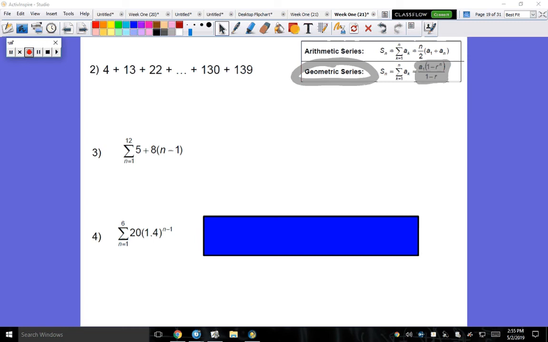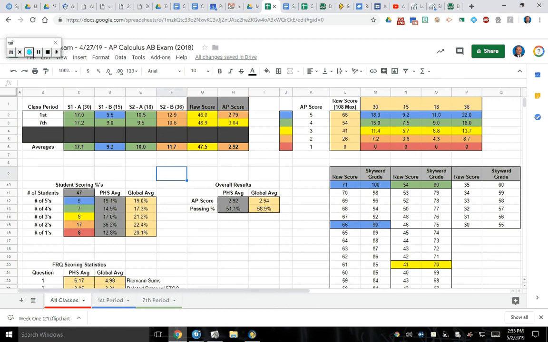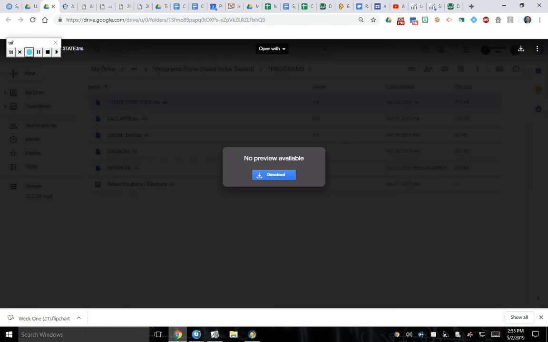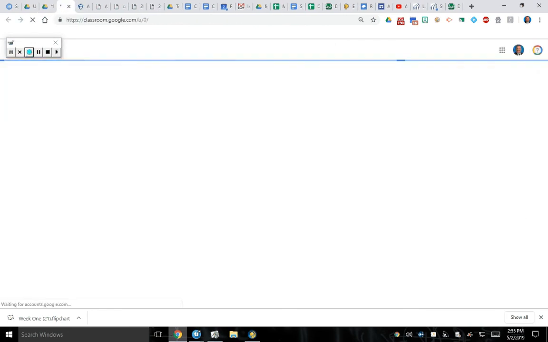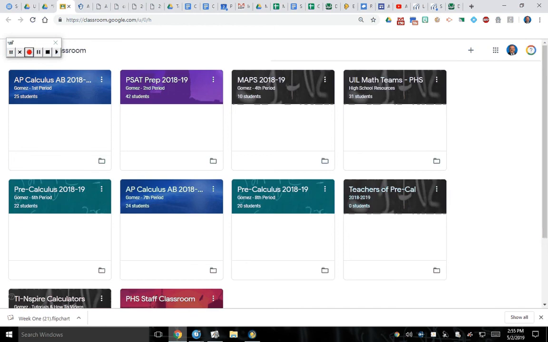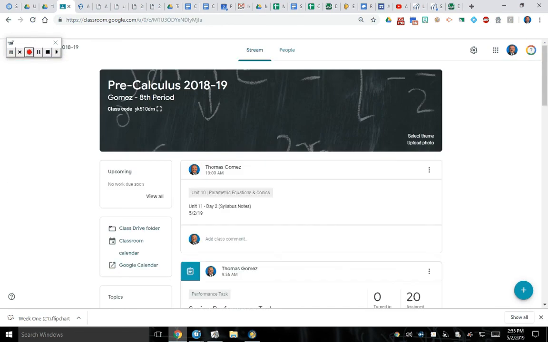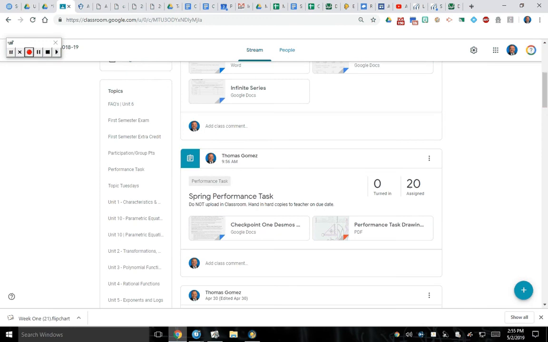Okay, so now that Judd's back, I'm going to explain the performance task. If you want, please go on Google Classroom, and you'll see the post that I recently put there in regards to what you're going to be held accountable for, when the due dates are, and all that good stuff when it comes to the performance task. I don't even have Classroom open. All right, and here it is right here, the one that says spring performance task.